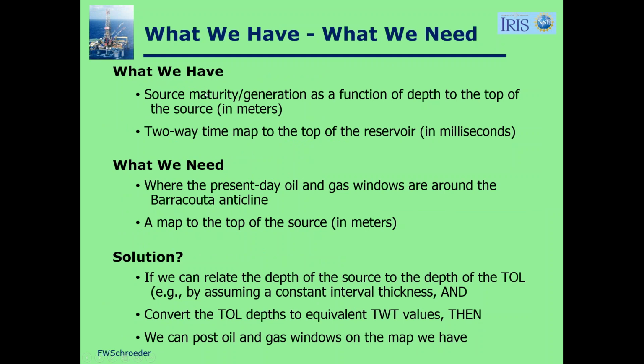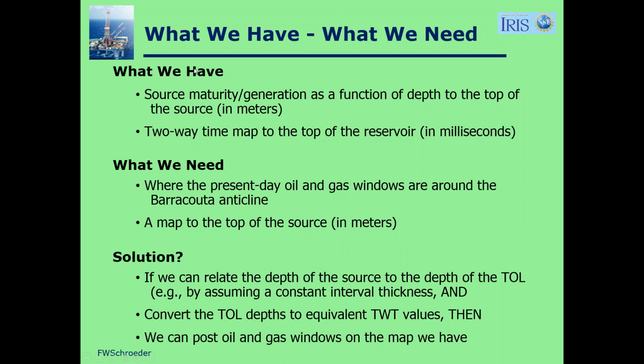So what we have and what we need: we have source maturity, and generation is a function of depth based on our geochemical models at 12 different locations. And if you've been working at the exercises, we have a two-way time structure map for the top of the reservoir. So what we need is to know where, at the present day, our oil window and our gas window are around the Barracuda anticline, which is our trap. If we could get a map to the top of the source in meters, then we can use that model and those depths to indicate where the oil window and the gas window would be.